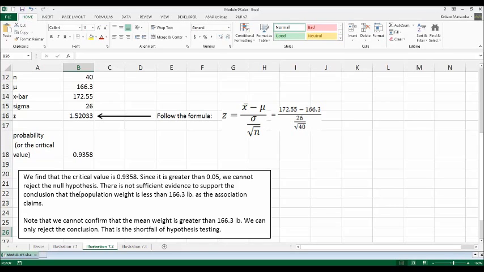What that means is there's not sufficient evidence to support the conclusion that the population weight is less than 166.3 pounds as the association claims. You should remember that we cannot confirm that the mean weight is greater than 166.3 pounds. We can only reject that conclusion. So that's the shortfall of a hypothesis test. We cannot be for sure 100%.